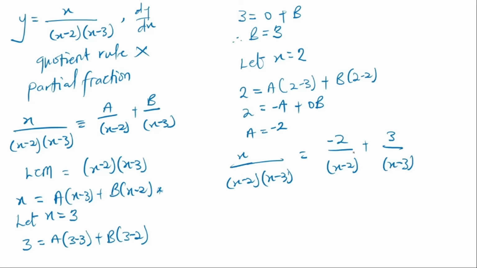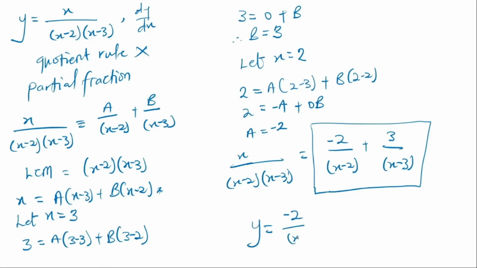In partial fraction form, we can now go ahead and differentiate what we have over here, so that we get our final answer as the differentiation of this function, since both of them are equal. Alright, so let's go ahead and differentiate that function. So our y is now equal to negative 2 over x minus 2, plus 3 over x minus 3.